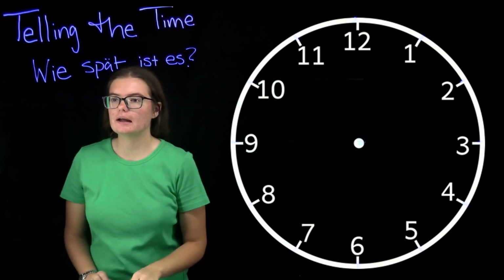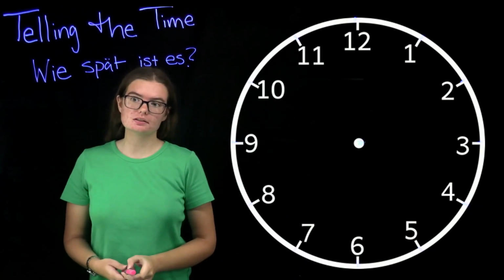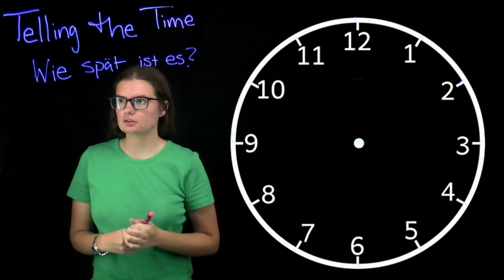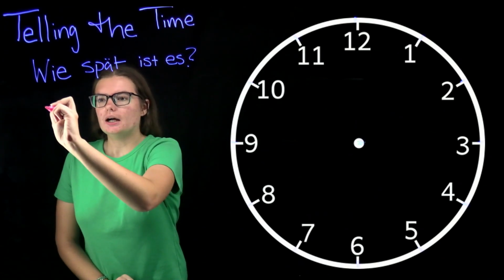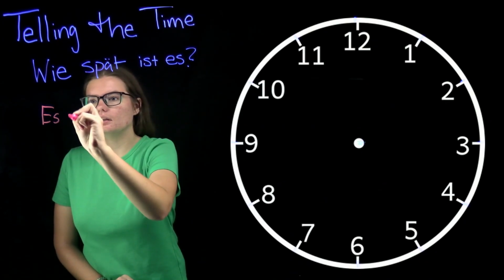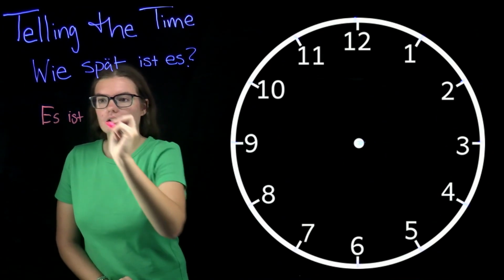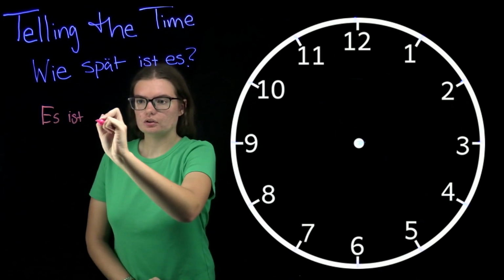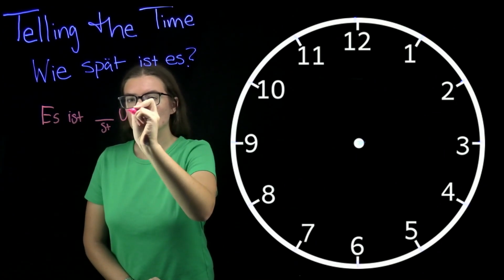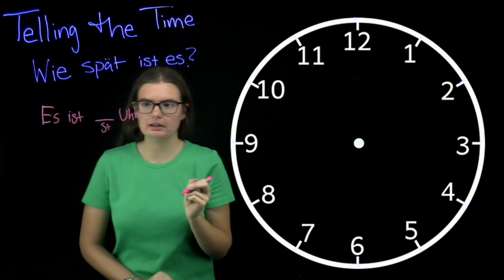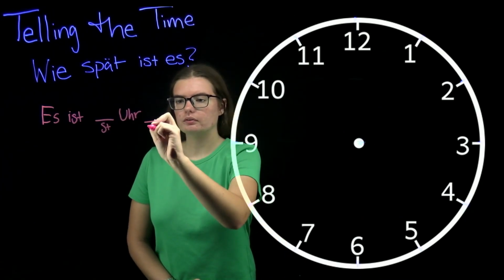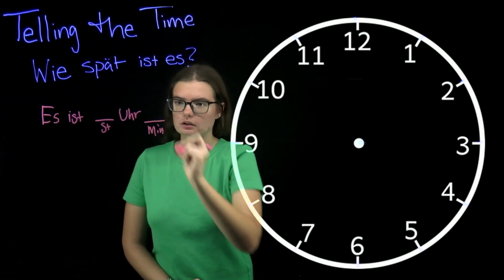To ask what time is it, you would say "wie spät ist es?" Literally translated as how late is it? To respond, you would say "es ist," then you would give the Stunde or the hour, then Uhr, which is like a clock, and then you would give the Minute or the minute.